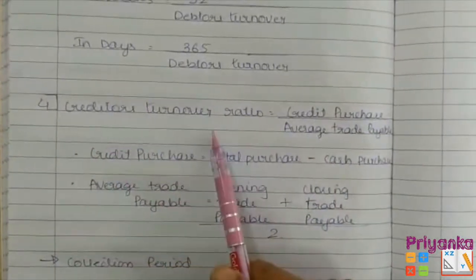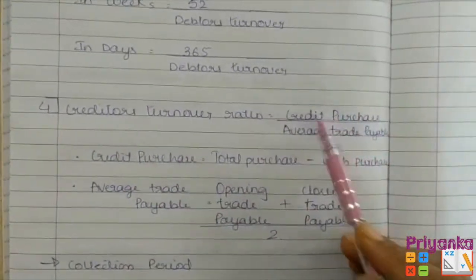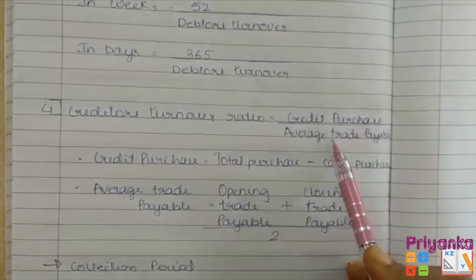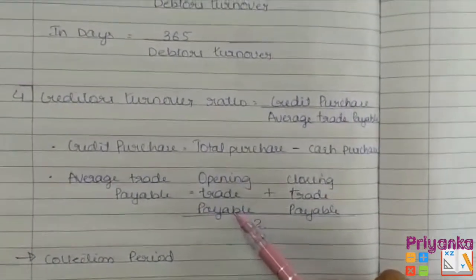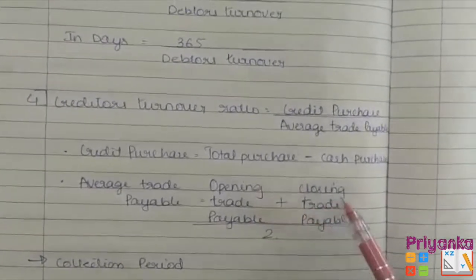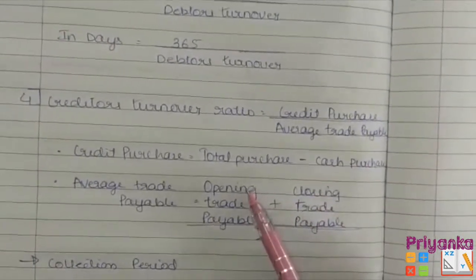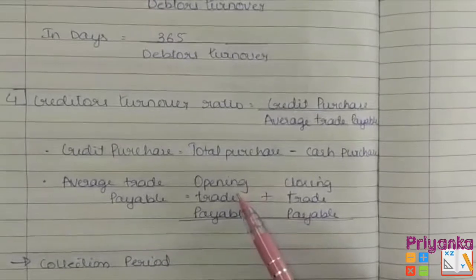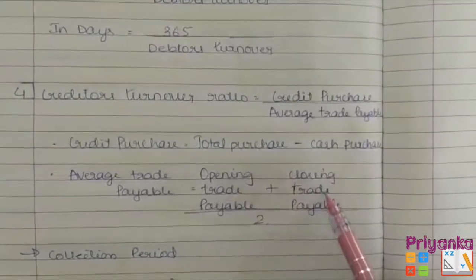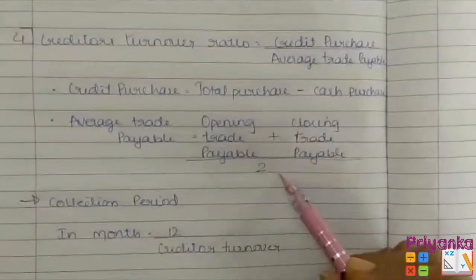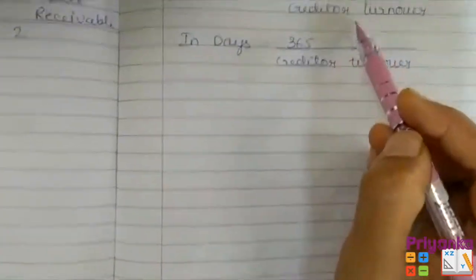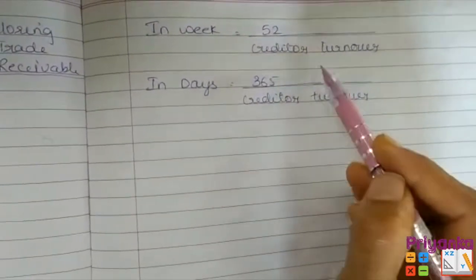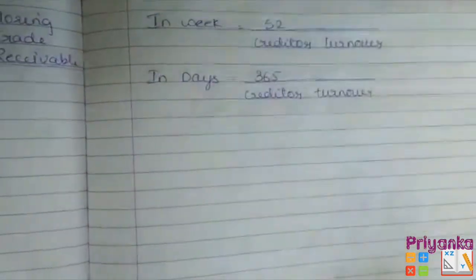Same for the creditor turnover ratio. The only difference is here we have to take credit purchase, and here average trade payable. In average trade payable, here it is written that opening trade payable plus closing trade payable. That means opening of creditor plus bills payable plus closing of creditor plus bills payable divided by 2. Here also the collection period is same. For the month 12, for a week 52, and for the days 365.